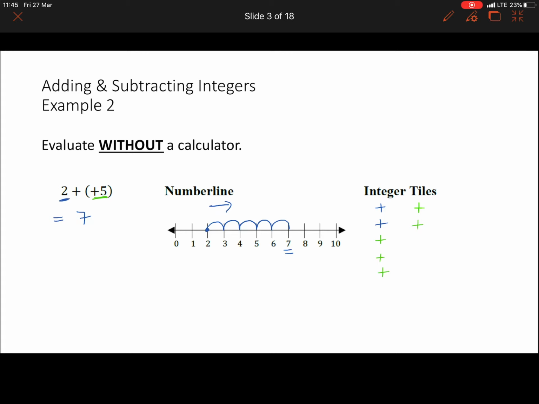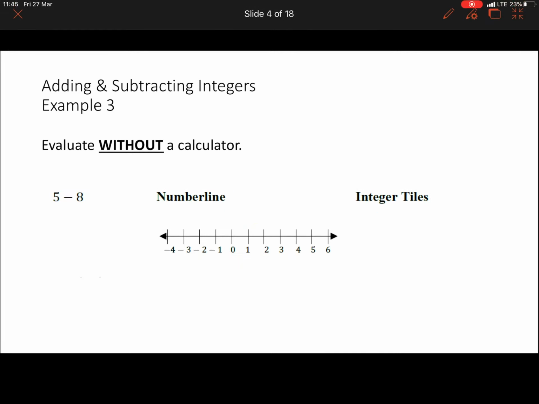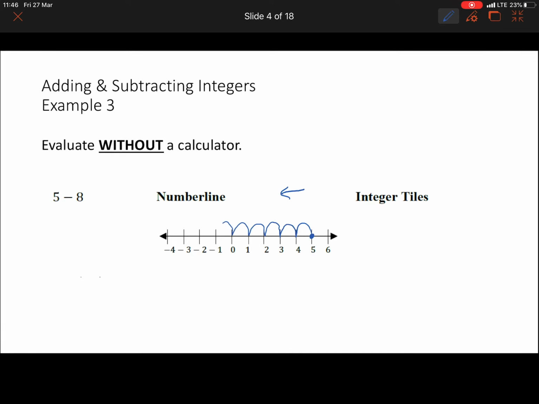Our next one is 5 minus 8. So on our number line, we start with 5. The thing that you need to remember about the negative is that it tells us to change directions on our number line. So for 5 minus 8, instead of moving to the right, we are going to go to the left, and we're going to go 8 times: 1, 2, 3, 4, 5, 6, 7, 8 times, giving us an answer of negative 3.